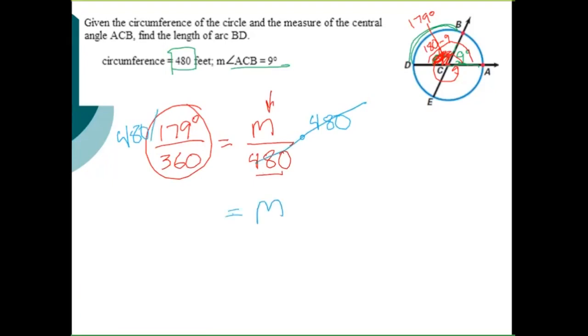So now I take my calculator and I can just multiply it straight the way that it is. 480 times, open my parentheses, 179 divided by 360, close my parentheses, and I got 238.67 feet is the part of the whole that gives us.